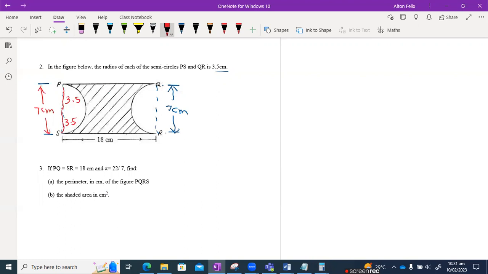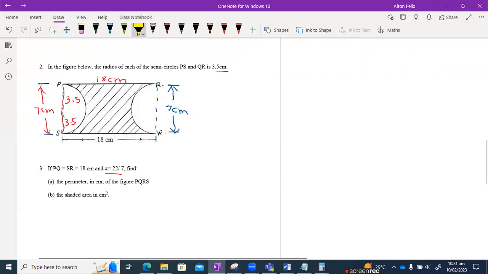Right, let's see why that is important. They give us some more information. PQ and SR, the distance P to Q, right, P to Q is up here, and SR, they are both 18 centimeters long. And we are taking pi as 22/7. Find the perimeter in centimeters of the figure PQRS.